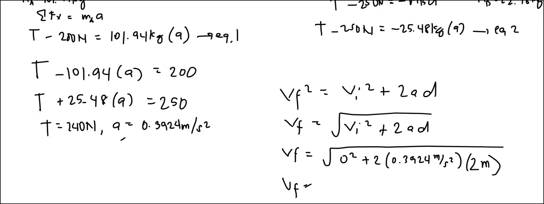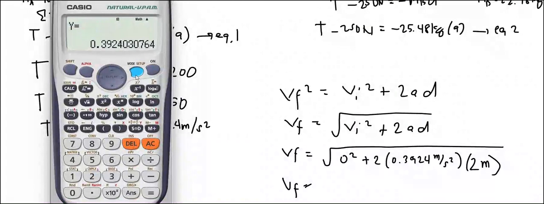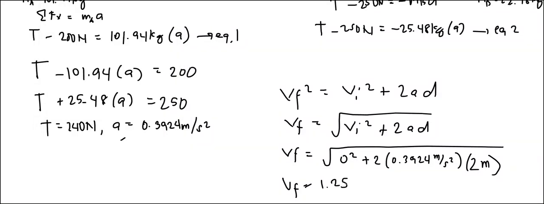Now we get Vf equal to the square root of 2 times 0.3924 times 2 meters, and that is equal to 1.25 meters per second. And that is our final answer.